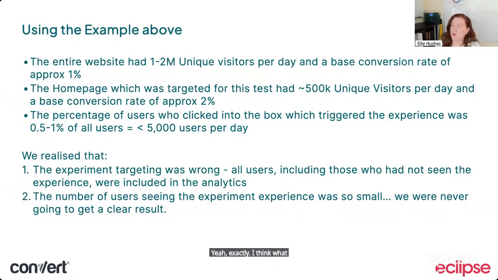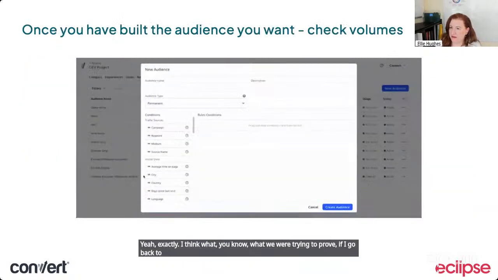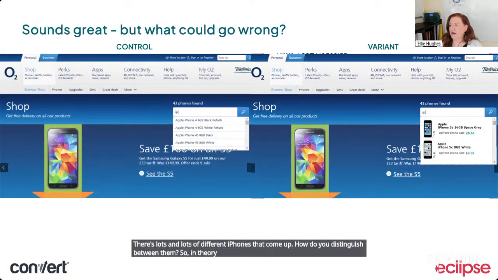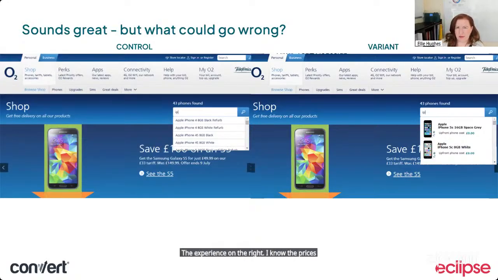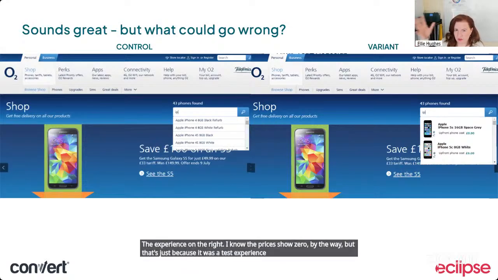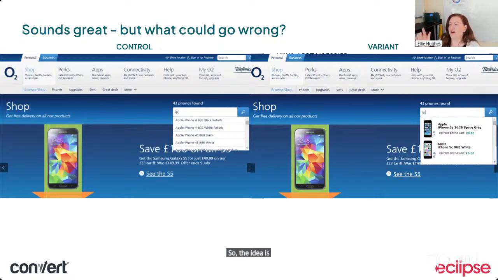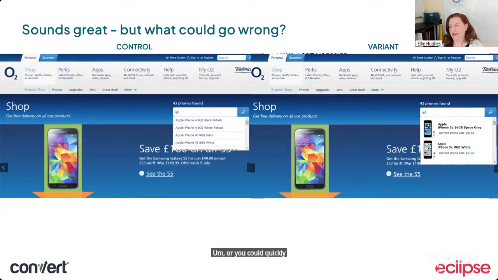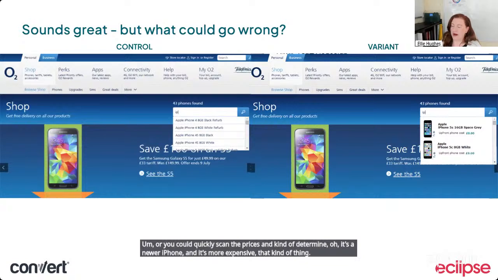Okay. I think what we were trying to prove, if I go back to the experience, is that when you're typing on the left, there's lots and lots of different iPhones that come up. How do you distinguish between them? So in theory, the experience on the right. I know the prices show 0, by the way, but that's just because it was a test experience. There would have been real prices, but this was a QA screenshot. So the idea is that you could very quickly scan the results and go, oh, I don't want a black phone, I want a white phone, I want a gray phone. Or you could quickly scan the prices and determine, oh, it's a newer iPhone and it's more expensive, that kind of thing. But in the end, we ran this test twice.